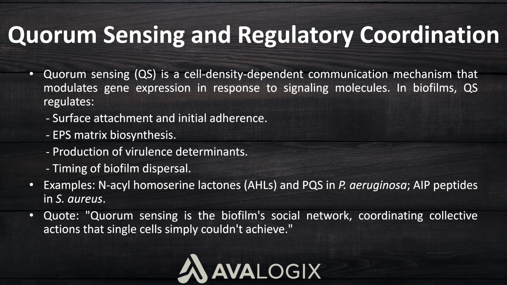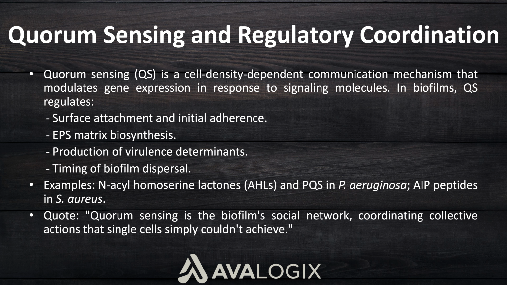Biofilms are more than passive clusters of cells. They're coordinated communities, and this coordination is mediated through quorum sensing. Quorum sensing allows bacteria to detect their population density and regulate gene expression accordingly. In biofilms, quorum sensing controls attachment, EPS production, virulence, and dispersal. For instance, in Pseudomonas aeruginosa, AHLs, or acyl-homoserine lactones, which are quorum sensing molecules, regulate genes involved in matrix synthesis and immune evasion. In Staphylococcus aureus, small peptides or AIPs perform a similar function. Quorum sensing molecules accumulate as cell density increases. Once a threshold is crossed, they trigger synchronized changes in gene expression.